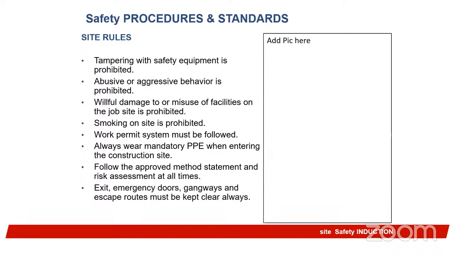Willful damage to or misuse of facilities on the job site is also prohibited. Smoking on site is also prohibited. There should be a smoking area, a smoking spot where you do all your smoking. The work permit system must be followed. Always wear PPE when entering the construction site. Follow the approved method statement and risk assessment at all times. These are the site rules. You inform them about these things.